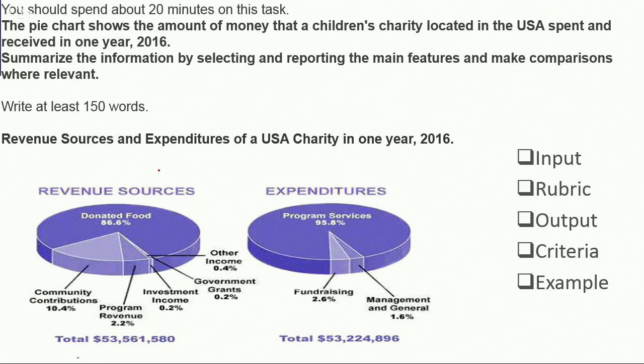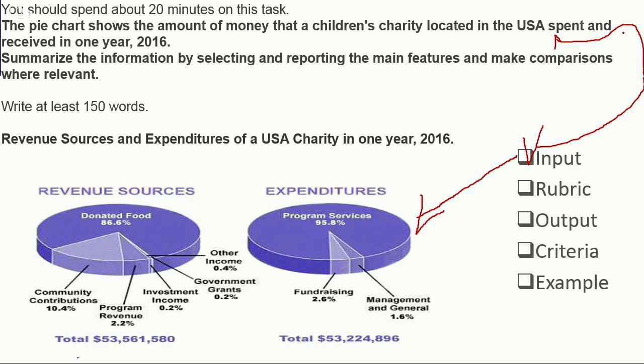We have input, right? And we have two types of input. We have the visual input in here, right? Remember that input can be visual, and this is visual input. And another type of input that we have here is verbal input, right? So that's this part. The pie chart shows the amount of money that a children's charity located in the USA spent and received in 1 year, 2016.